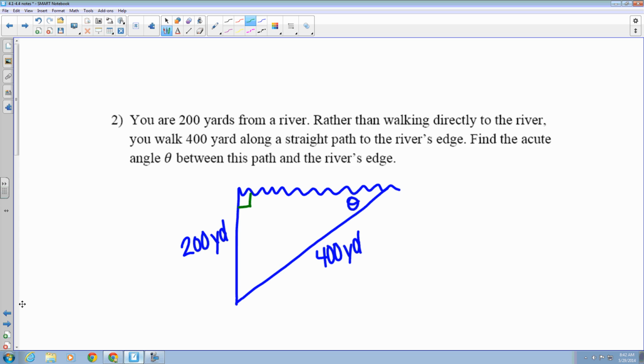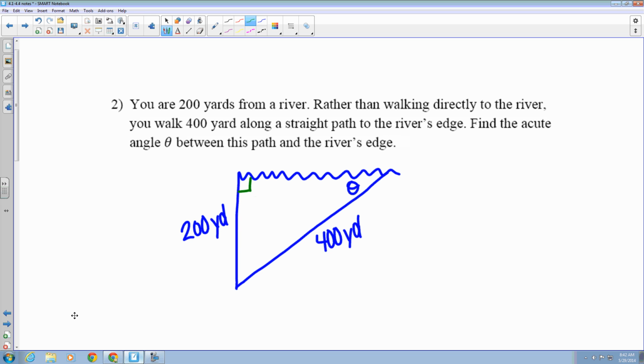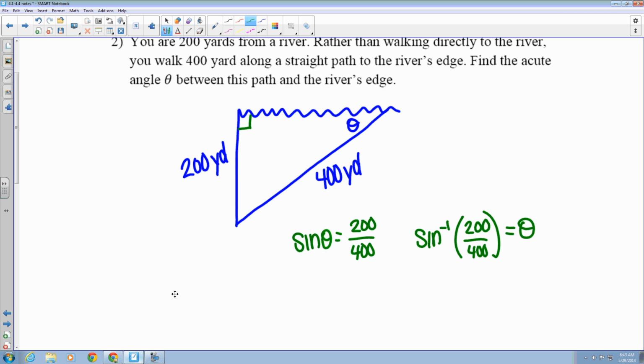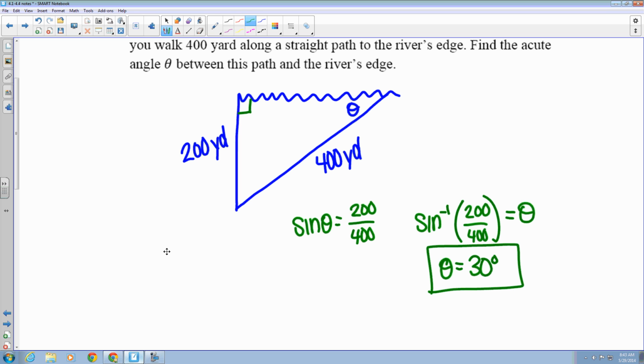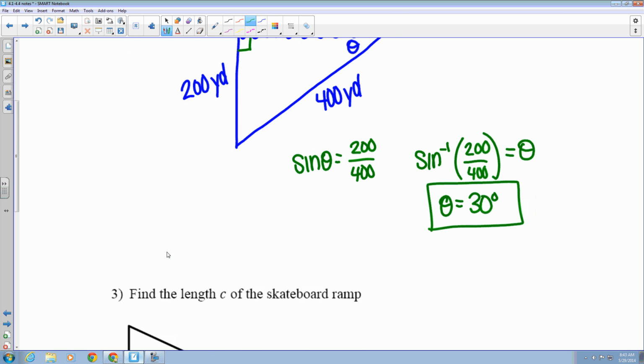So there's my right angle, which means I have the hypotenuse, which is 400, and I have opposite to my angle, which is the 200. So I would use sine of theta equals 200 over 400. When I'm trying to solve for an angle, so I have sine of theta, and I'm trying to find theta, I have to take the inverse, sine inverse of my 200 over 400 to get theta. And that tells us that theta should be 30 degrees. That's the only way to find an angle when you're taking the trig function of it, is to take the inverse trig function of that angle.